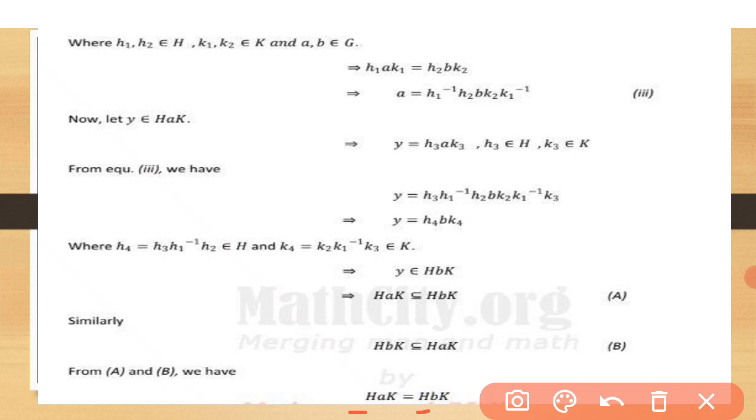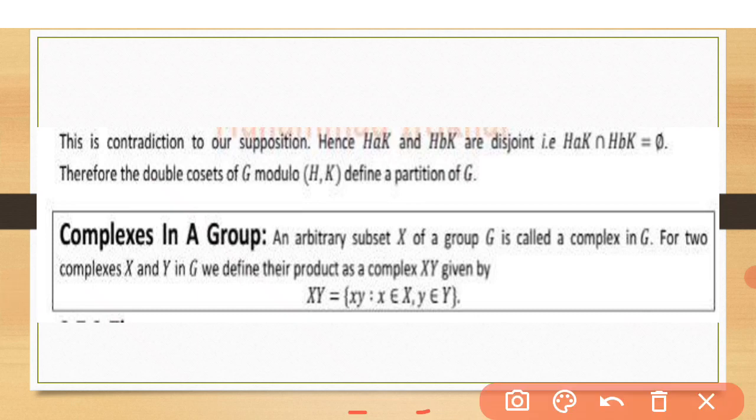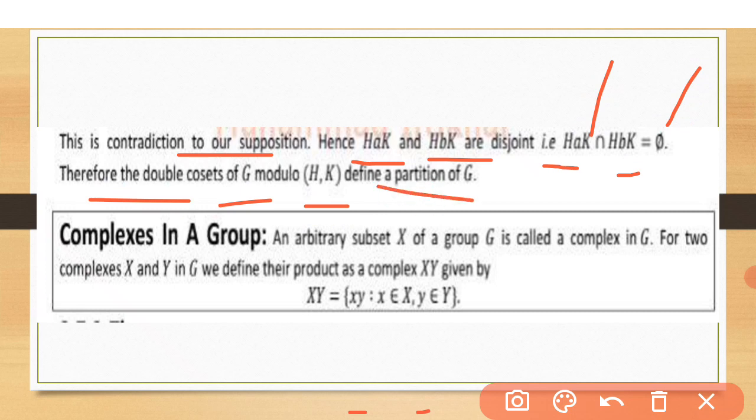Here we have proved that these two double cosets are the same. So this is a contradiction to our supposition. Hence HAK and HBK are distinct and HAK intersection HBK is equal to phi. Therefore the double cosets of G modulo HK define a partition of G.